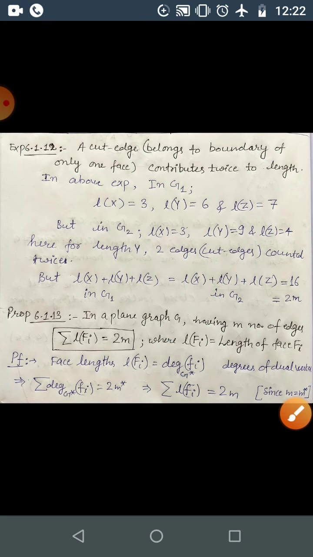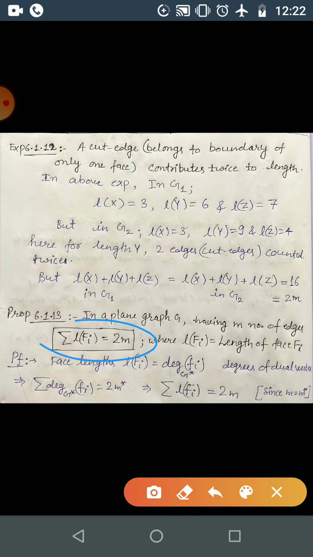Now this is a new result for you. The summation of the lengths of all the faces comes as twice the number of edges, that is 2m. So the summation of L of fi is equal to 2 into size, 2 into m.